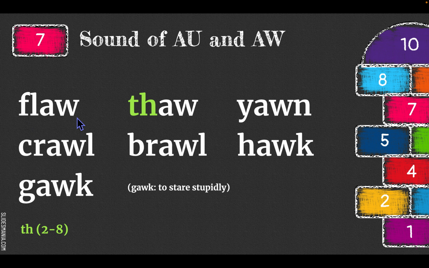Flaw, flaw. TH has two sounds covered in this level and lesson. We will use the first sound of TH. Thaw, yawn, crawl, brawl. A brawl is a big fight.